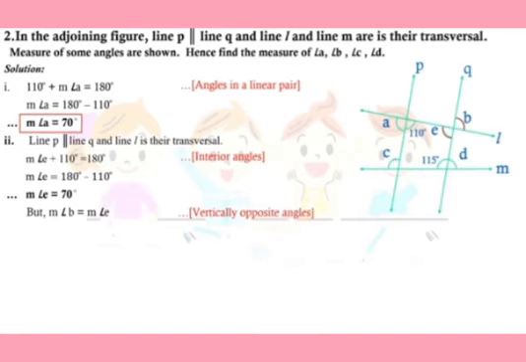They both are vertically opposite angles. They both are equal. That means if measure of angle E is 70 degree, then measure of angle B is also 70 degree. They both are equal by vertically opposite angle. So here we will put measure of angle B is equal to 70 degree. Now we have found two angles, measure of angle A and measure of angle B.